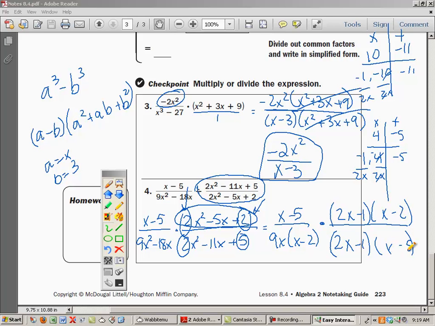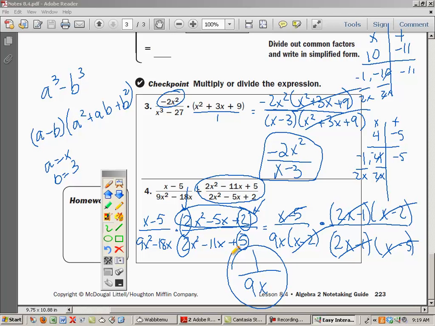Now before I start putting things together, we'll notice this has got an x minus 5, and so does that. We'll notice these both have a 2x minus 1. And we notice that this has an x minus 2, and so does that. So everything on the top cancels out. We're left with simply 1. In the denominator, the only thing left is that 9x. And so 1 over 9x is your solution for number 4.